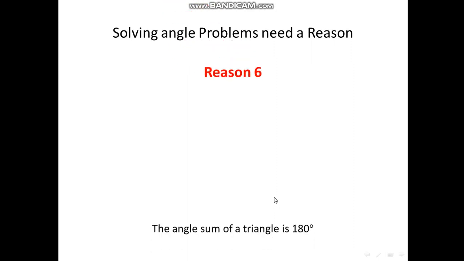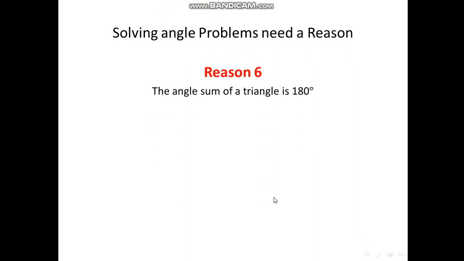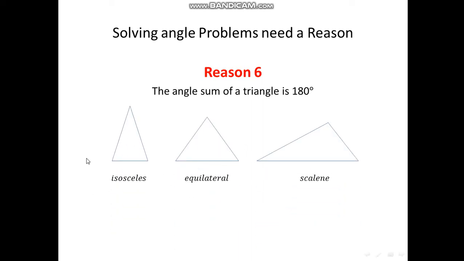Now we come to the sixth reason. What is the sixth reason? It is the angle sum of triangles is 180. We have different triangle types: isosceles, equilateral, scalene. All of them have three sides and three angles. But in a scalene, no side equals another. In an equilateral, three sides are equal and three angles are equal. So when the sum of them is 180, they must be 60, because same sides, same angles: 60, 60, 60, 180.